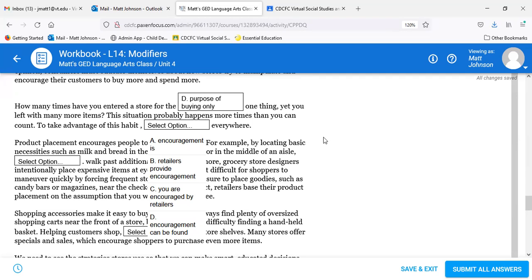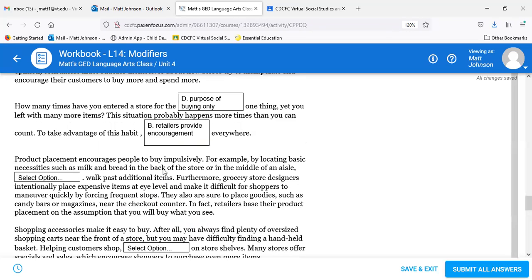So to take advantage of this habit, right? We're talking about impulse buying, right? That you're going in and you come out with more than you want. So to take advantage of this habit, we're talking about the retailer. We're talking about the people selling to you. Take advantage of this. Retailers provide encouragement everywhere. So another prepositional phrase, to take advantage of this habit, right? All right, we need our subject there at the beginning of that phrase. So retailers provide encouragement everywhere.